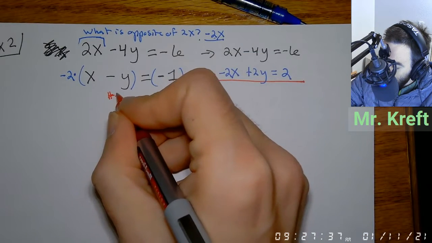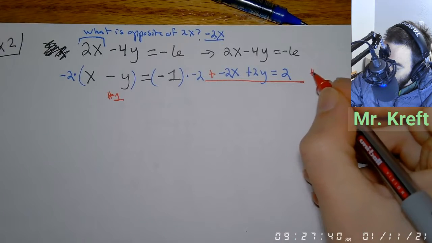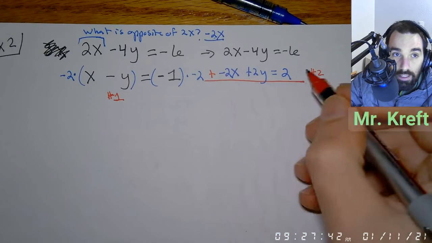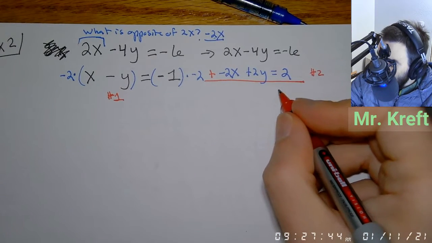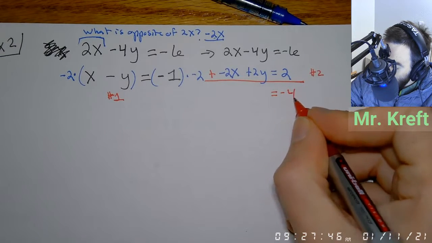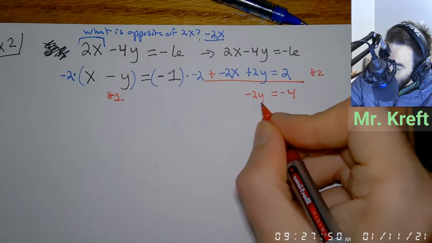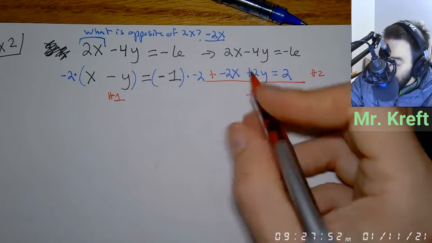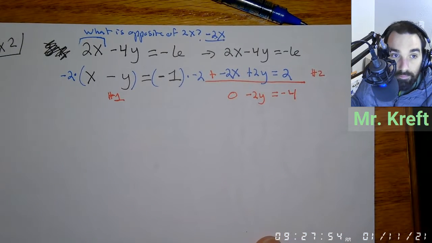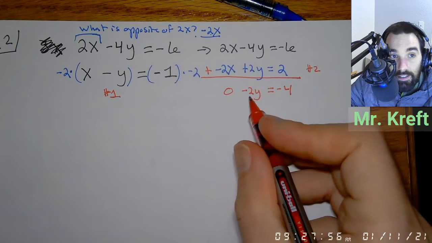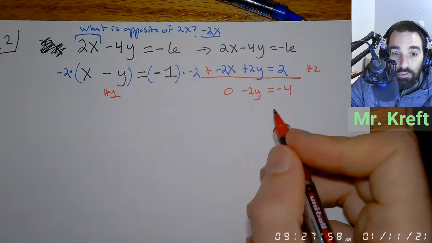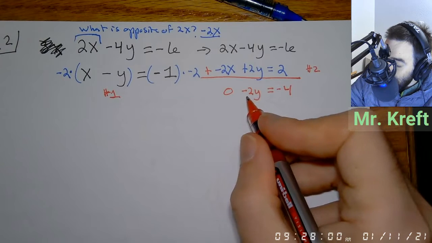So this was step number 1. So this is step number 2. So go ahead and add these. Negative 6 plus 2, that's negative 4. And then negative 4y plus 2y, that's negative 2y. And then 2x plus negative 2x is 0. So I just get negative 2y equals negative 4.